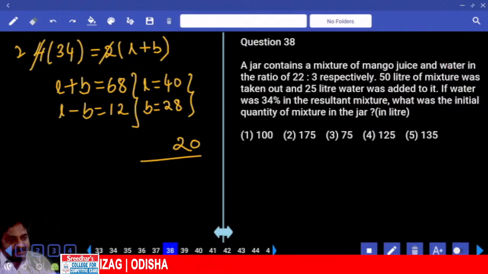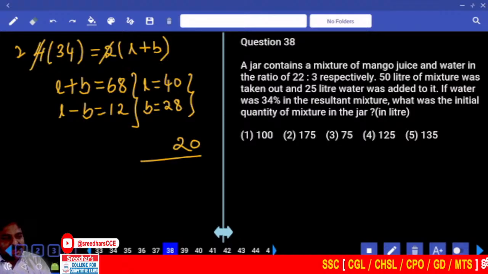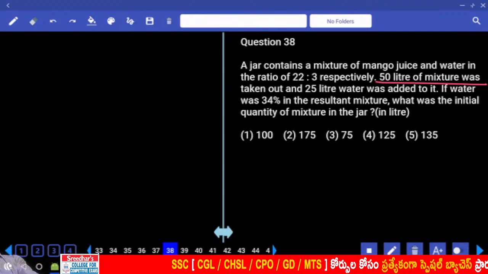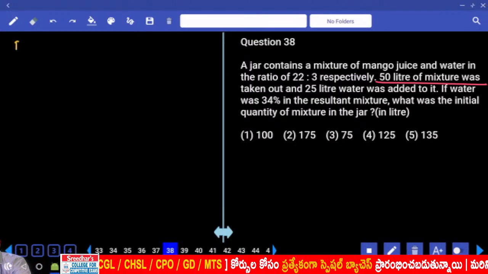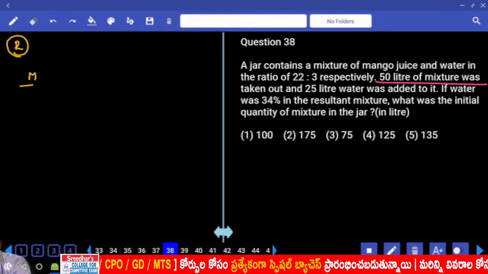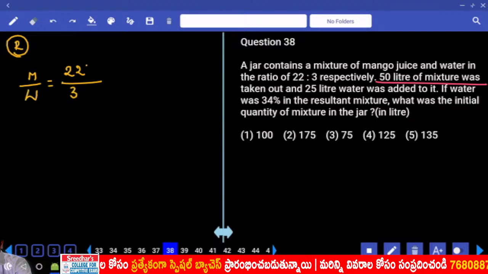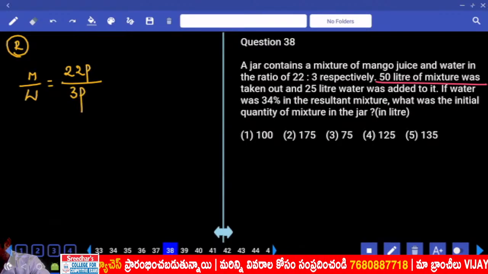A jar contains a mixture of mango juice and water in the ratio 22:3 respectively. 50 liters of mixture was taken out and 25 liters was added to it. If the water was 34%... When some quantity is taken out, we know how much quantity is taken out, but keep it aside. Even in the remaining quantity, juice and water should be in the ratio 22:3, 22 parts and then 3 parts. This is in the remaining container.